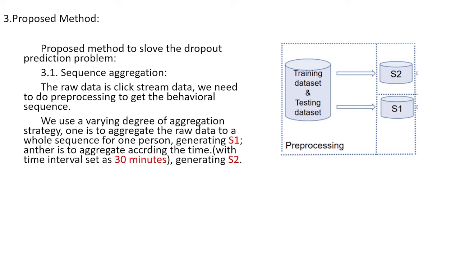Then we generate the dataset as one. The second part is only carried out on the training dataset. Based on the time of each behavioral record, the behavioral records are aggregated into different subsequences. Here, we set a time interval of 30 minutes, and each subsequence corresponds to one learning process, so that each participant will correspond to several subsequences. Then, we generate the dataset as two.